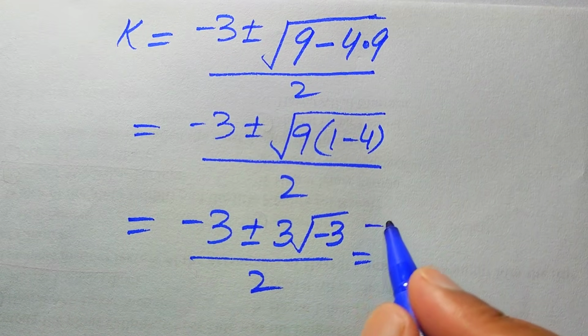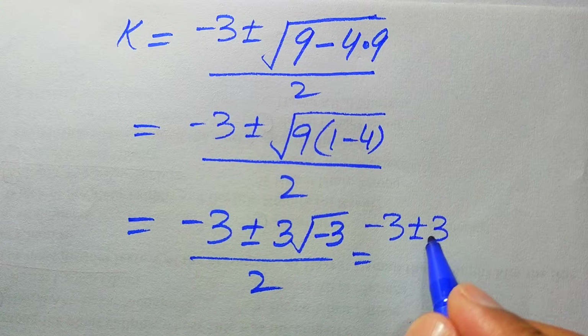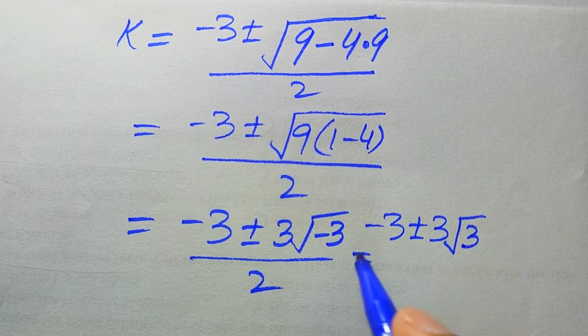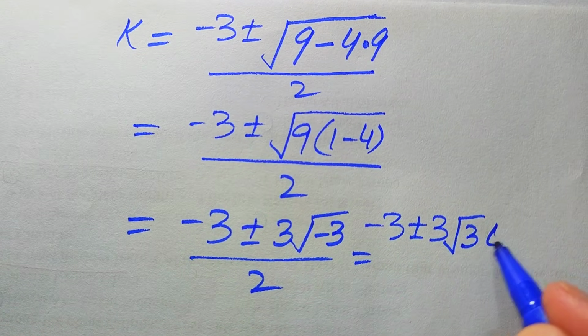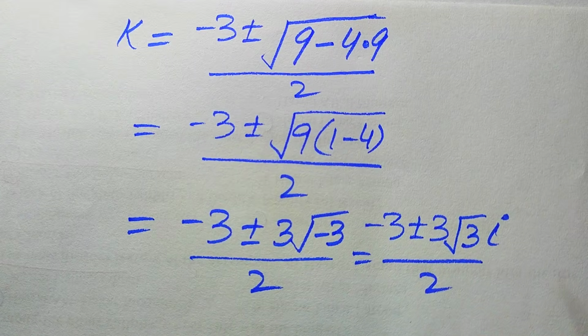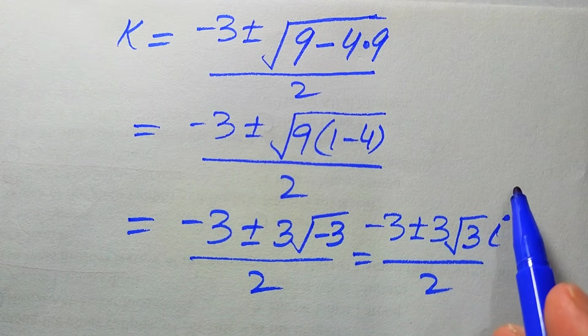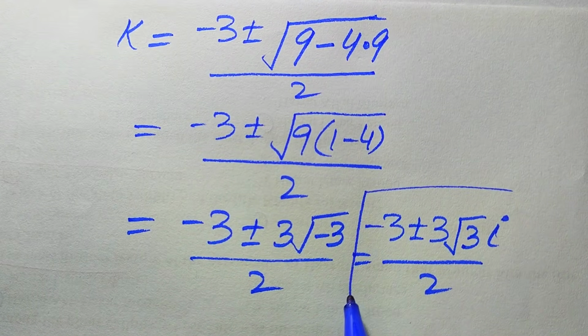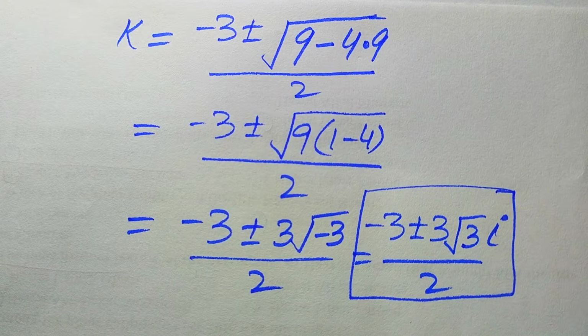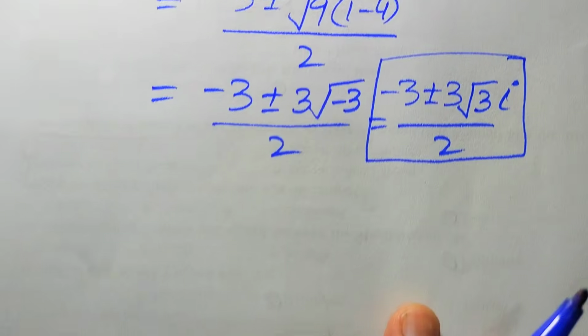So this equation becomes minus 3 plus minus 3 times square root of 3 into, we know that square root of minus 1 becomes iota, and it is divided by 2. These are the other two complex roots of the given equation, which we get here from equation number 1.